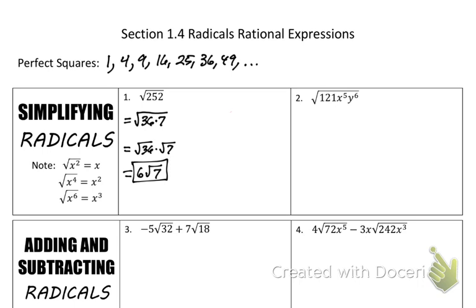And in fact, it leads to just one rule. The square root of x squared equals x. Square root of x to the 4th, x squared. Square root of x to the 6th would equal x to the 3rd. What would square root of x to the 8th equal? X to the 4th. What would square root of x to the 12th equal? X to the 6th. You divide it in half.